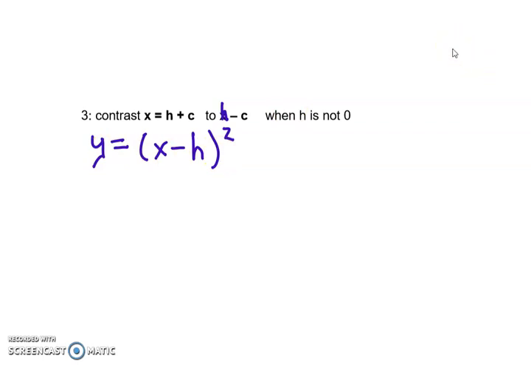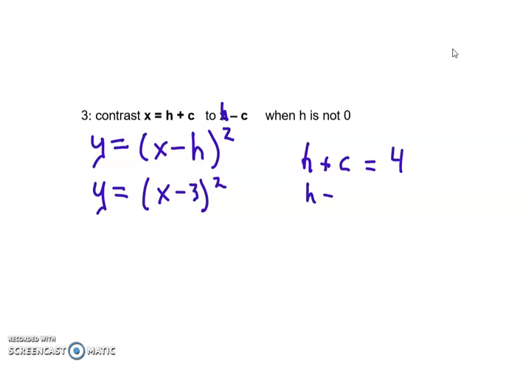Let's take a specific example. What happens if h is going to be 3 for our specific example, and let's say c is 1. So h plus c, 3 plus 1 equals 4. H minus c, 3 minus 1 is 2.